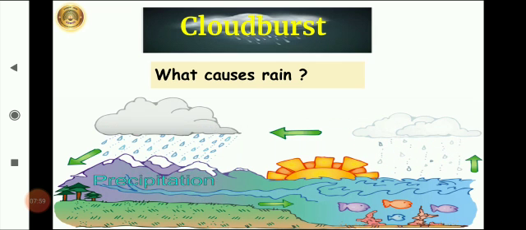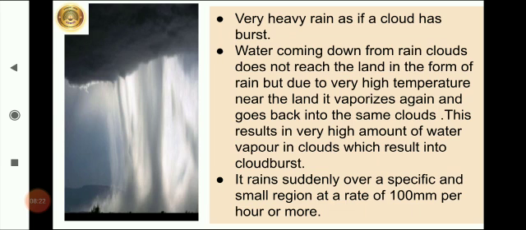Evaporation of water takes place. This water vapor cools down, that is, condensation of the water vapors takes place, and after that it falls on the ground in the form of raindrops, that is precipitation. You already studied this water cycle in your previous classes.